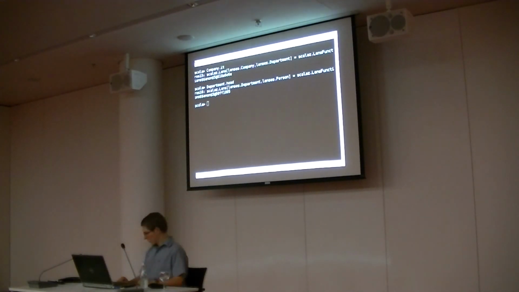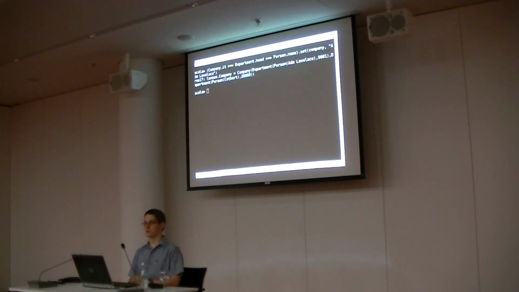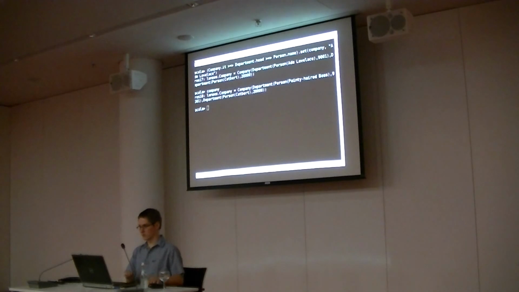So now we're going back, and we're going to try to update what we initially wanted. We can say company.it, and inside there the department head, and inside there the name of the person. Now we can say set, and that's it. Now we have an updated company with an updated value somewhere deep in there.